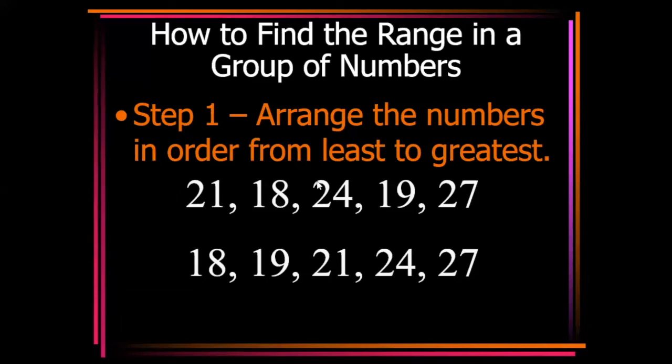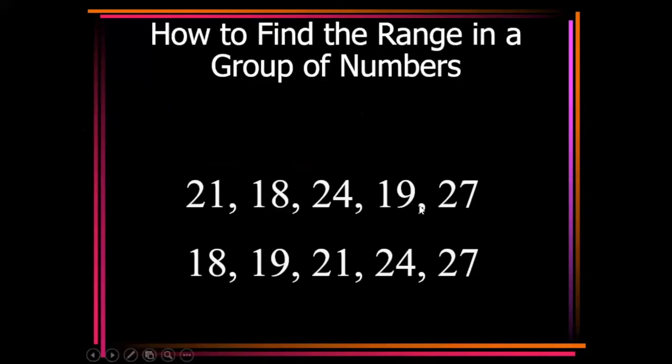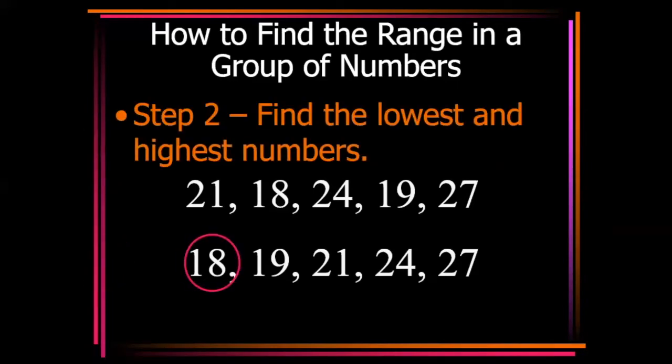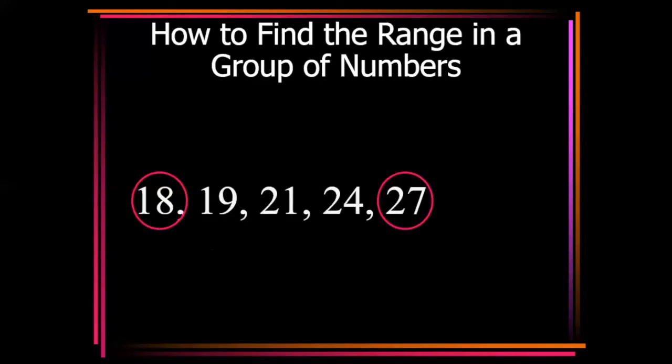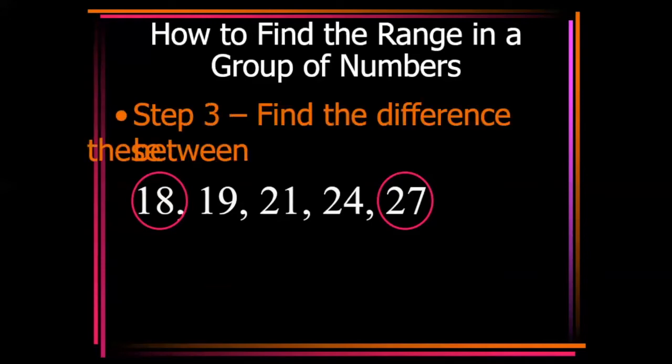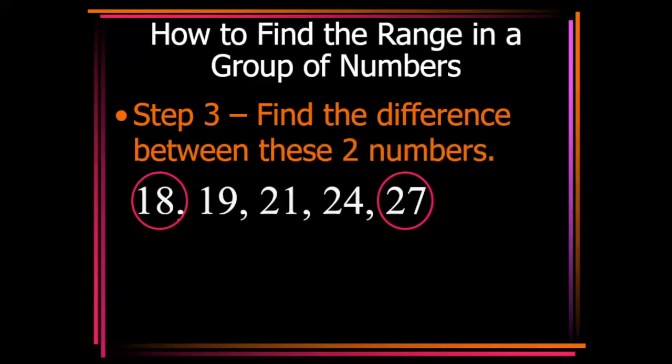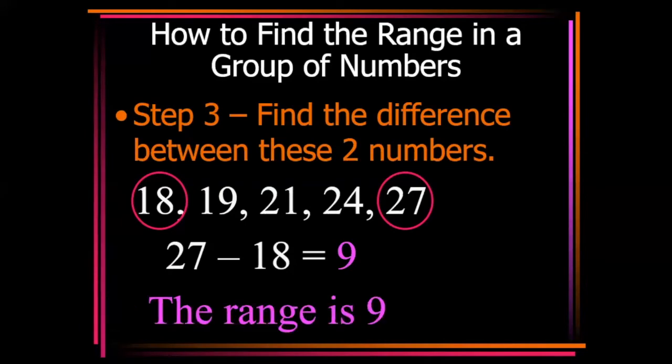Therefore, we should know the range already. So we would have found our step to find the lowest and greatest numbers, which is 18 and 27. Our third step, find the difference between these two numbers. This means to subtract 27 minus 18. The range, therefore, is 9. Good job to everyone who said 9.